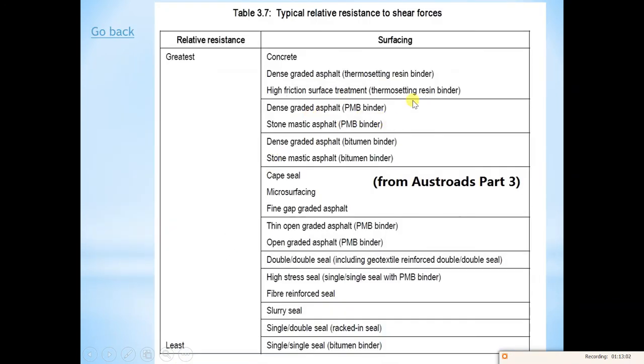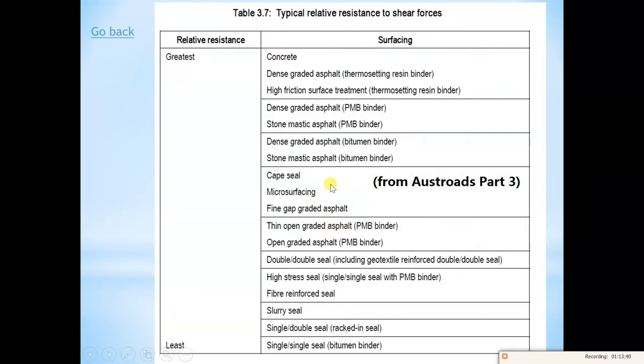So yeah, the next slide shows the resistance to shear force. The open graded asphalt is not performing very well. It's at the bottom. The ones with good shear resistance are like concrete, even dense graded asphalt. It's a very, very strong asphalt. Then stone mastic is performing very well as well if they use the PMB binder, and the fine gap graded asphalt is performing better than open graded as well.